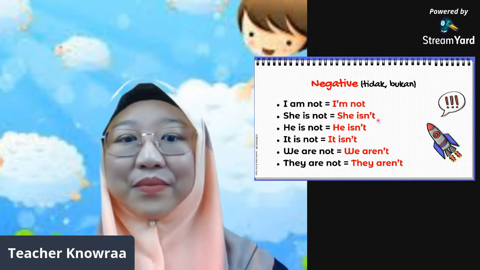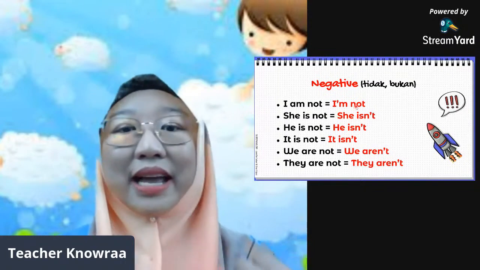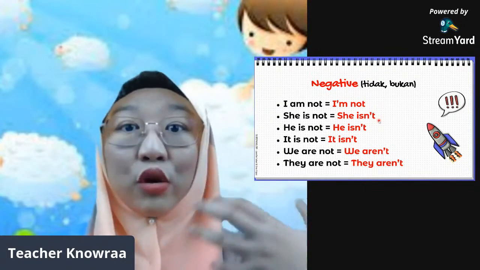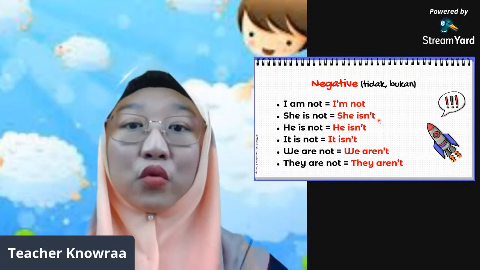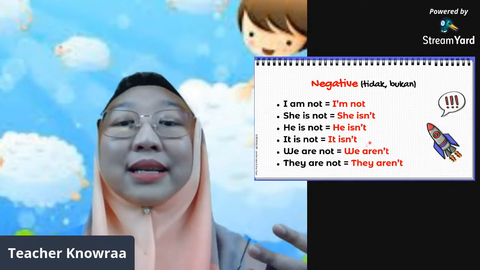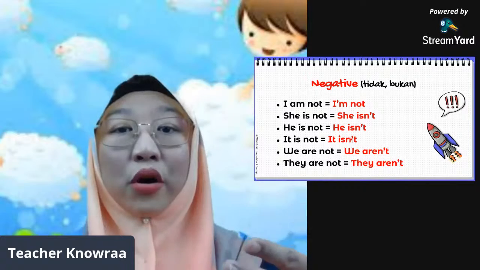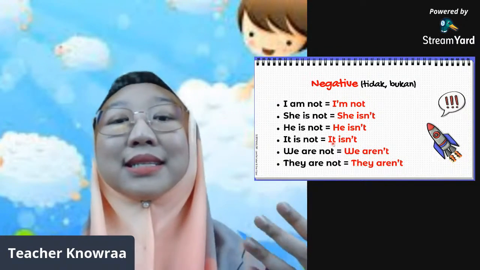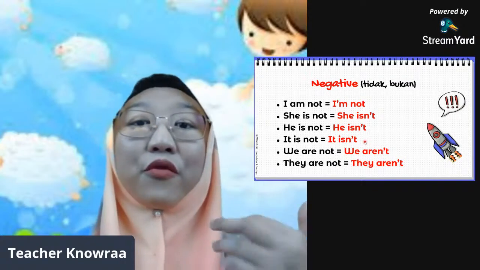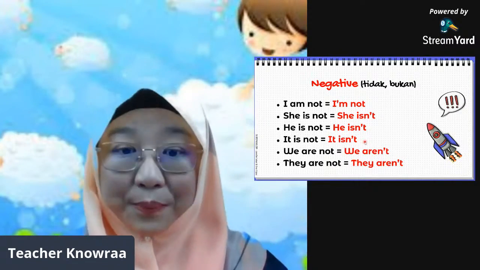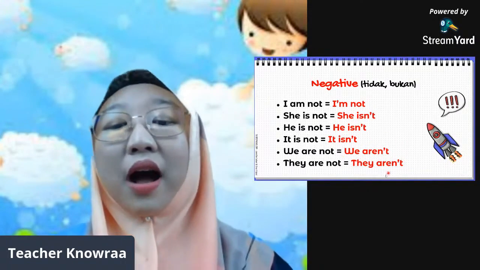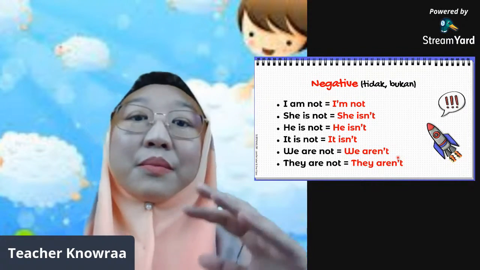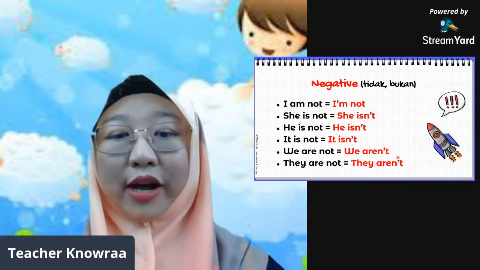The meaning is, I'm not, saya tidak, saya bukan. She isn't, dia tidak, dia bukan. Dia untuk perempuan, for girl and woman, female. He isn't, dia tidak, dia bukan, for boy, man, for male, lelaki. It isn't, ia bukan, ia tidak, for animal, thing and place. We aren't, kami ataupun kita. They aren't, mereka. Mereka tidak, mereka bukan.